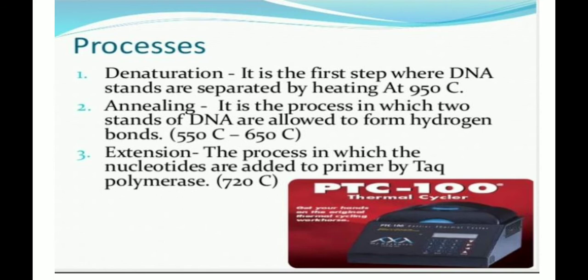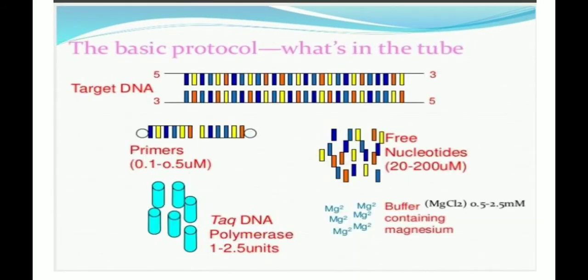So here you can see there is a thermal cycler, the general instrument for PCR techniques. Now we'll see the protocol, how this process is actually carried out. These are the constituents, or major components, required for the PCR technique: the target DNA molecule, which runs from 5 prime to 3 prime and 3 prime to 5 prime. There are complementary strands of DNA.